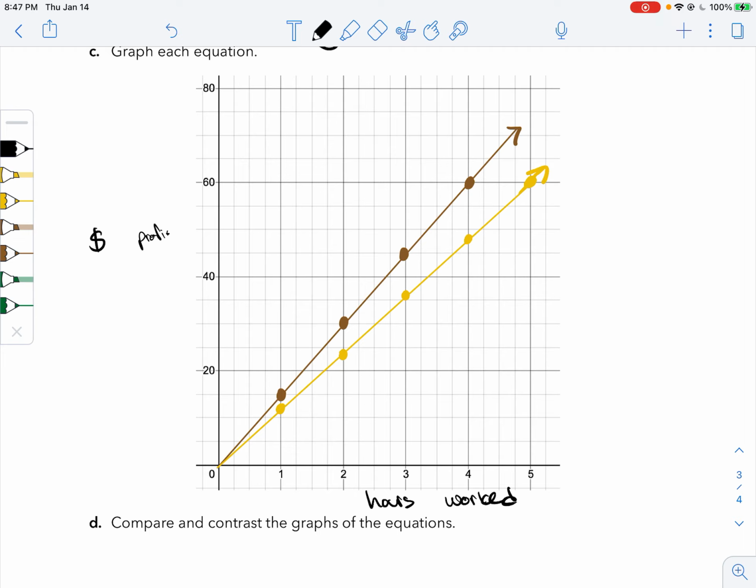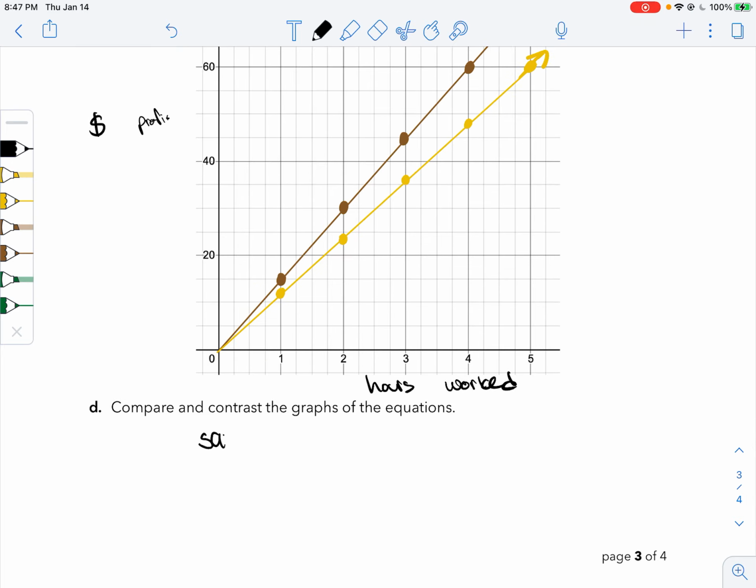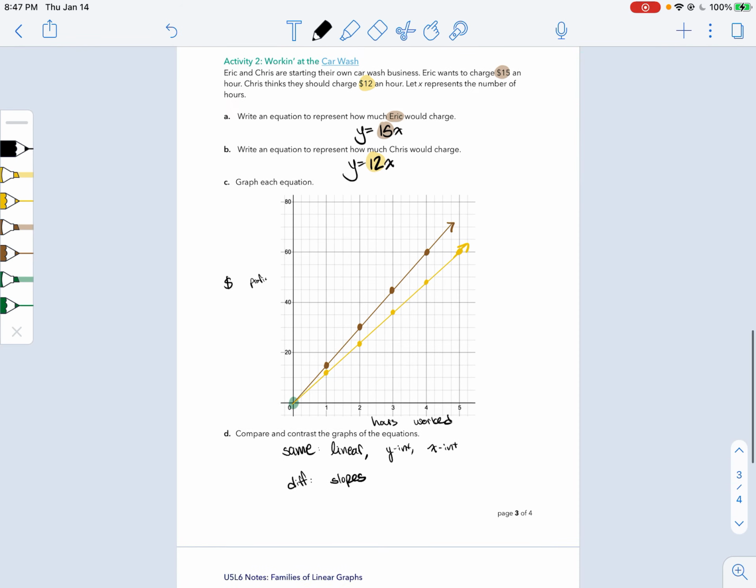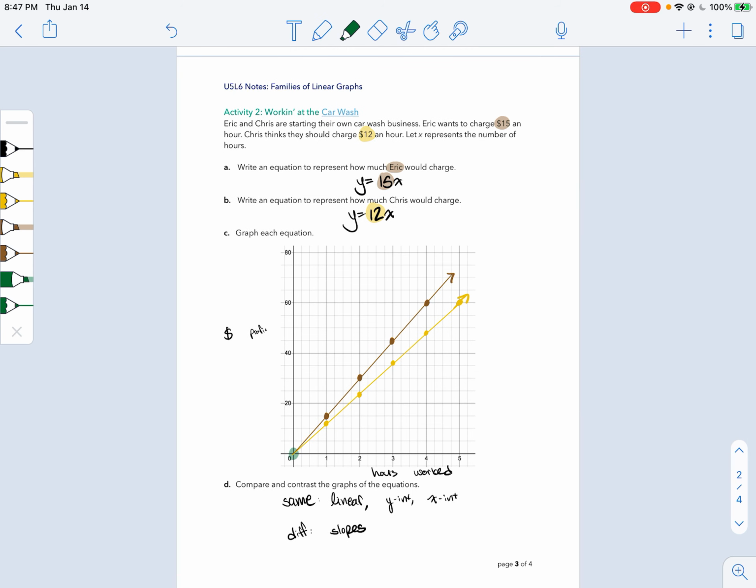Okay. So comparing and contrasting the graphs of the equations. Let's look at what they have the same and how they are different. They're the same because they're both linear. They're both lines. They also have the same y-intercept. They both intersect the y-axis at 0. They also happen to have the same x-intercept, which is at 0 as well. The thing that's different is slopes. Since Eric is charging more, his line is steeper. So these are the same family because they have the same y-intercept.